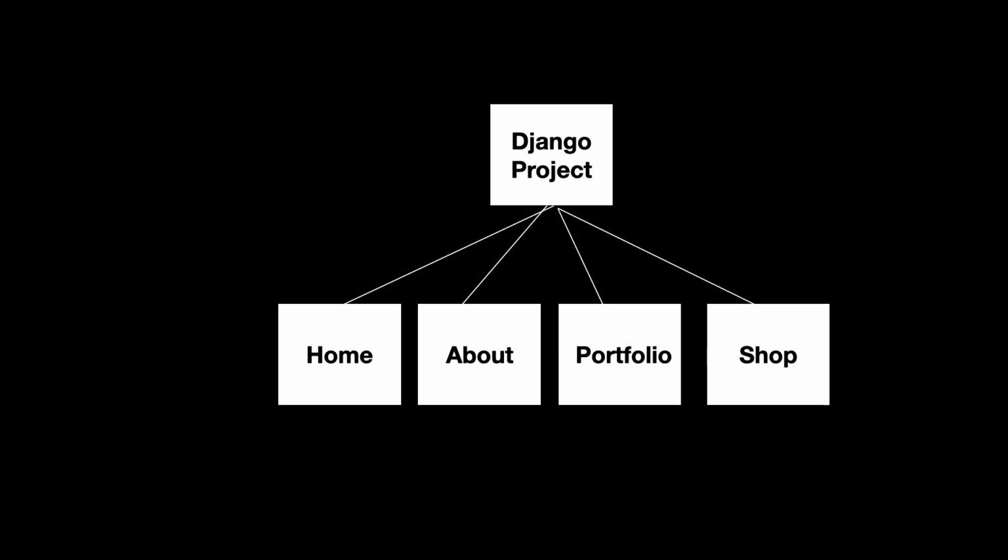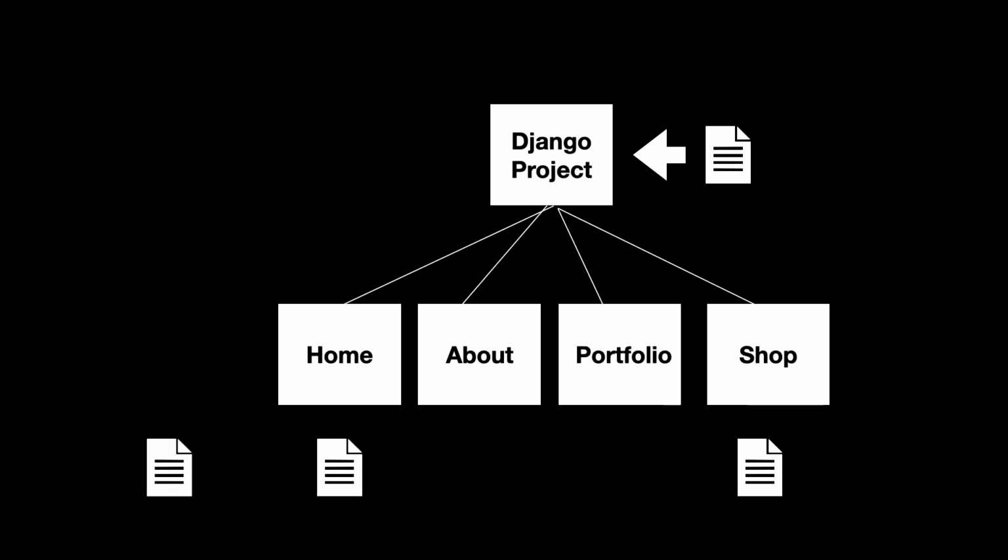The Django project contains generic files which are settings and configurations for the whole website and apply to every Django application. But the Django apps contain files which are specific to that app.